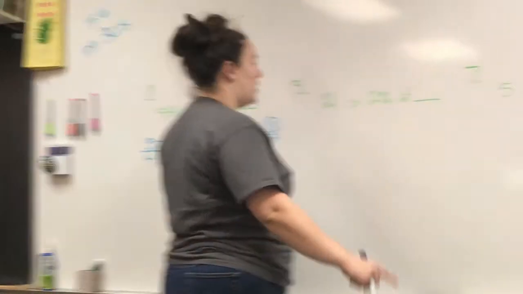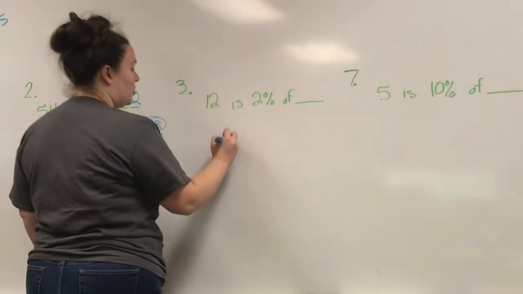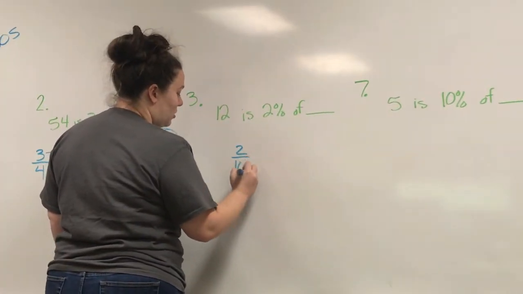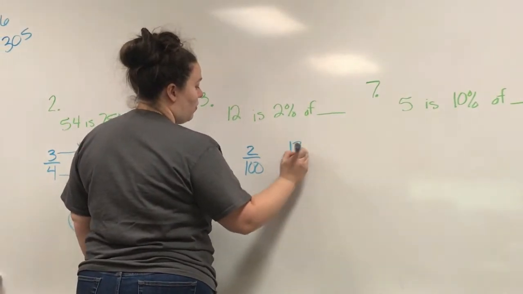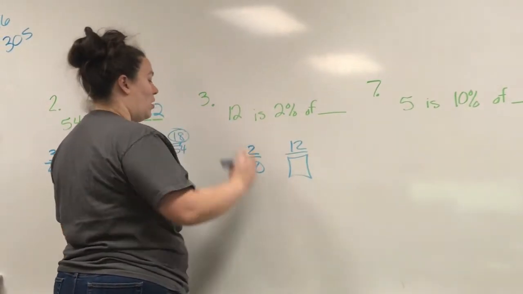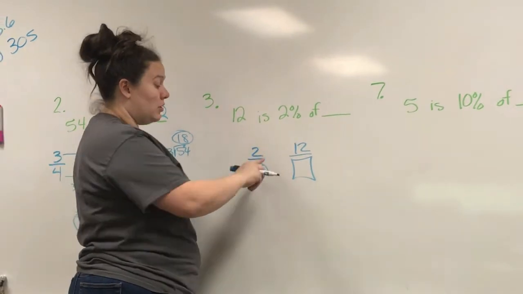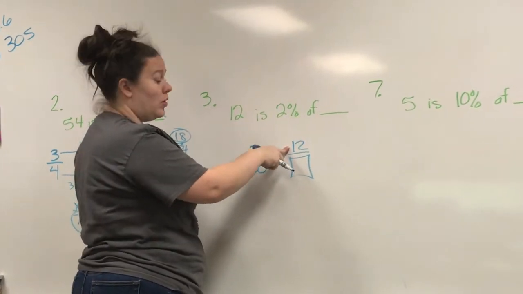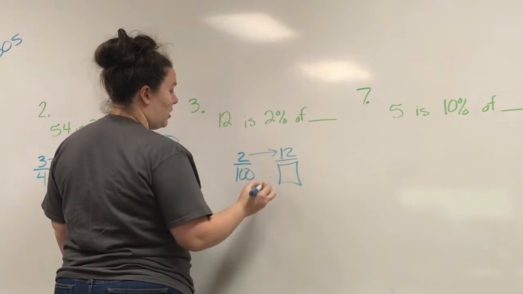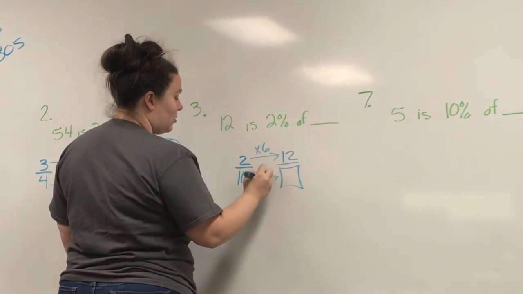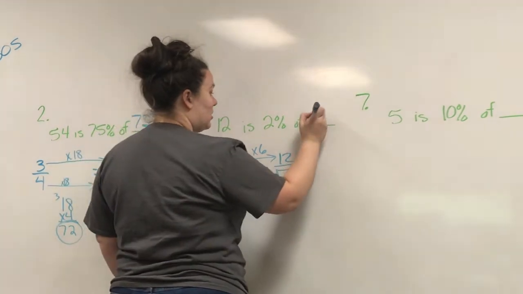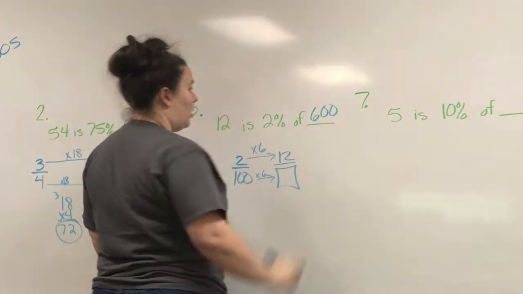Okay, let's do it again. Step number 1, put the percentage over 100. Step number 2, put the whole number over a missing box. This one we don't have to reduce because 2 already gets along with 12. So how did we get from here to here? We had to multiply by 6. To get to here, multiply by 6. The answer is 600.